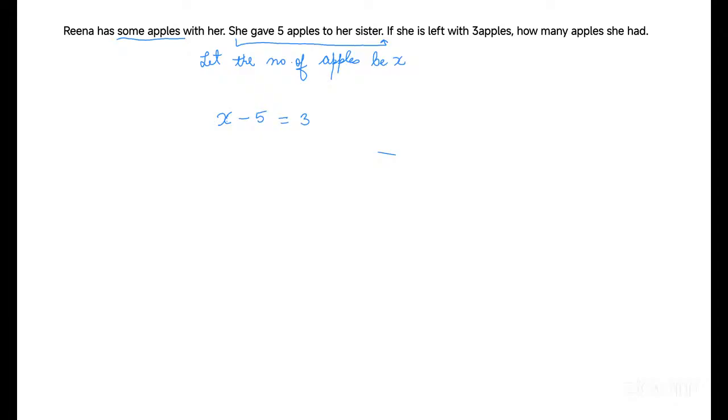Understood? So x is equal to 3 plus 5. This is the answer. X is equal to 8. Did you understand? Yes or no? Like this, you have to write the steps.